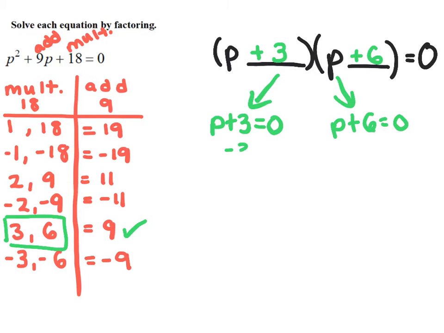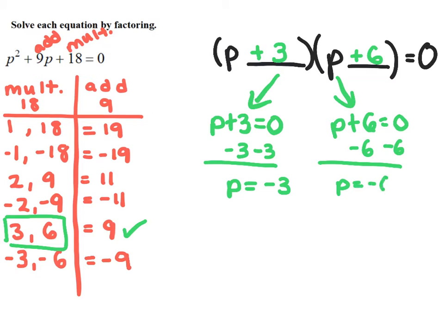So for my first one, if I subtract 3 from both sides, I'll get p equals negative 3. And for this one, I can subtract 6 from both sides to get p equals negative 6. This means that our final answer is p equals negative 3 or negative 6.